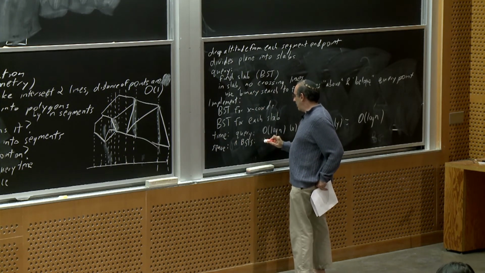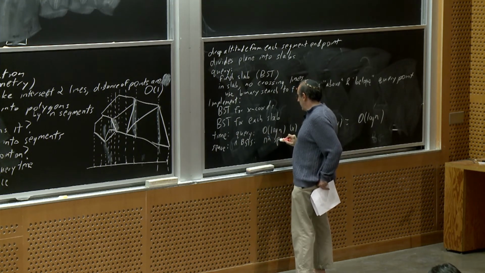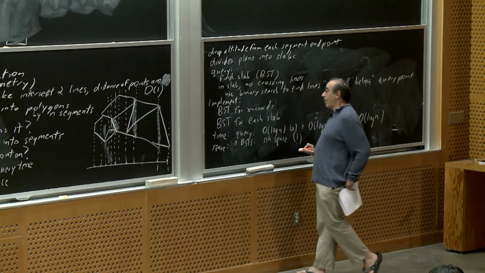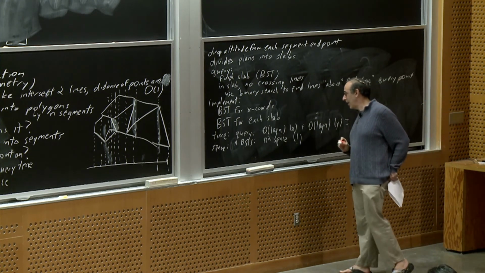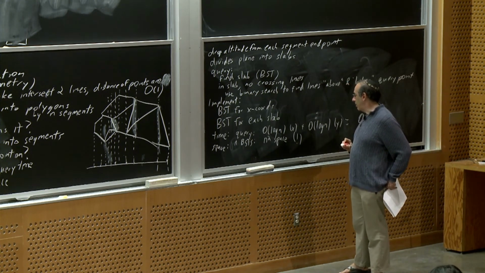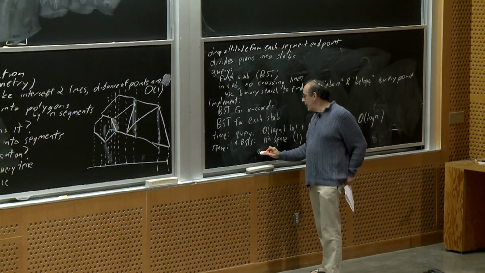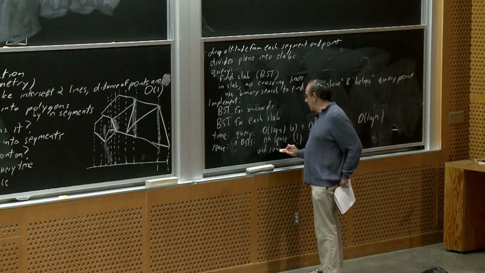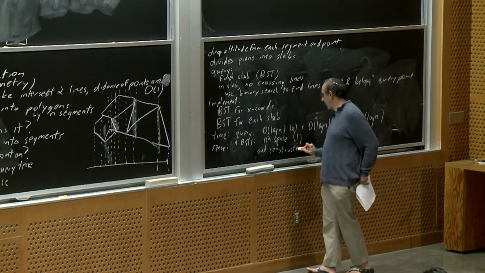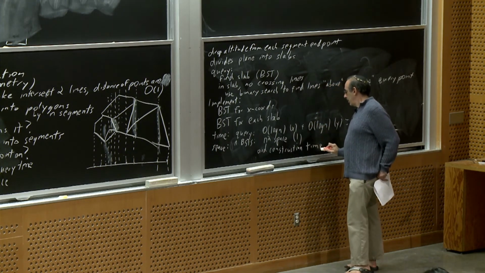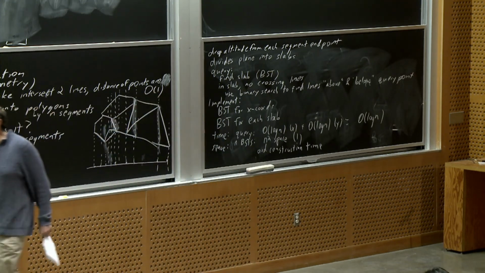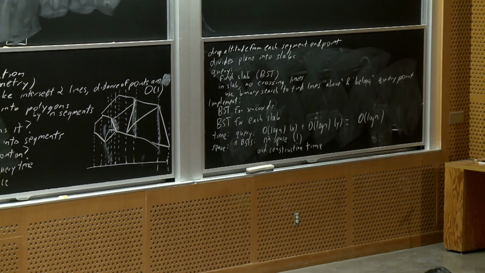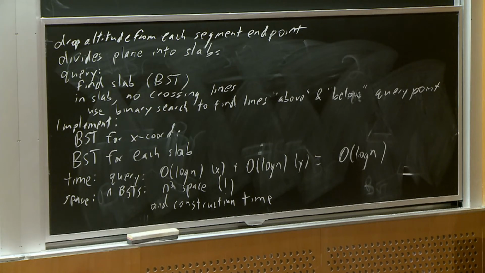So that means that I'm going to be taking n squared space, which is crazy. You never want to use n squared in modern computers because n is always so big. And it's not only space, it's also the construction time. I have to build each of these binary search trees. So that's a disaster. Okay. So what are we going to do about this?